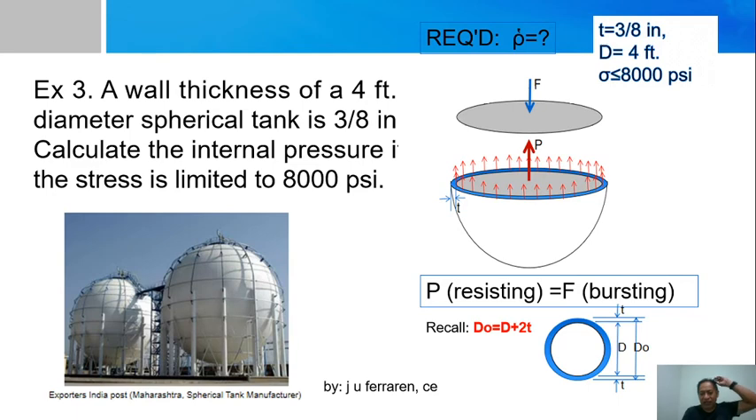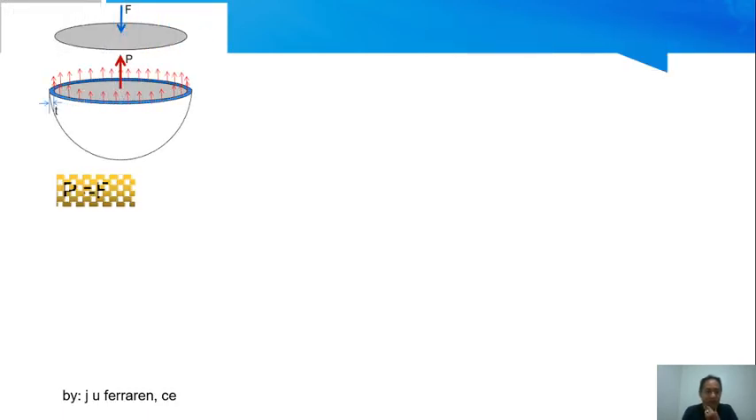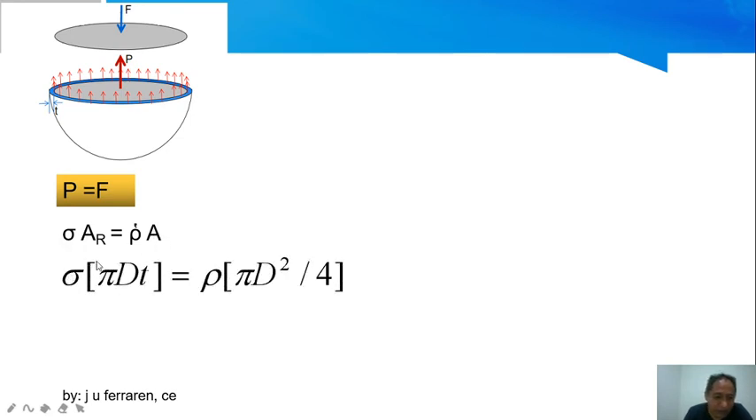Okay, let us proceed with the equation we obtain, wherein we say that our resisting force P is equal to the bursting force F. So again, my figure is like that. P is equal to F. And what is P? That is the resisting force. The resisting force depends on the allowable stress of the material used. So it is stress times the area, the resisting area. While this one is the force, the pressure that is acting on the area. So I have the stress multiplied with the resisting area.